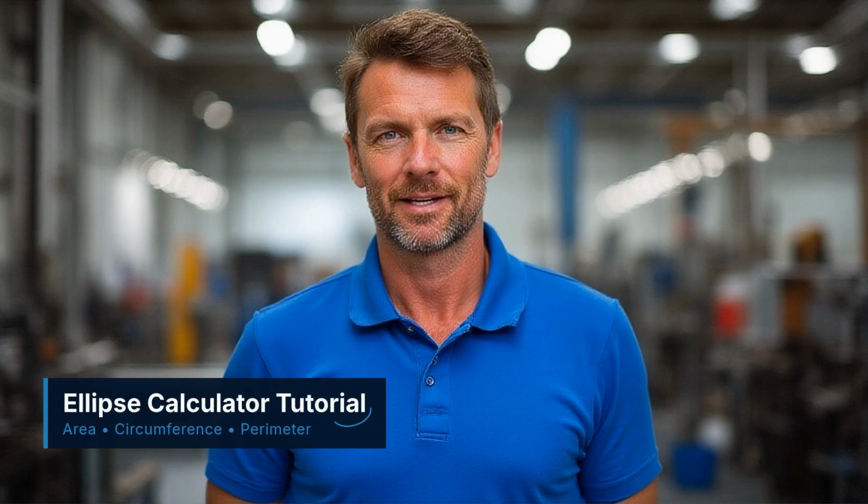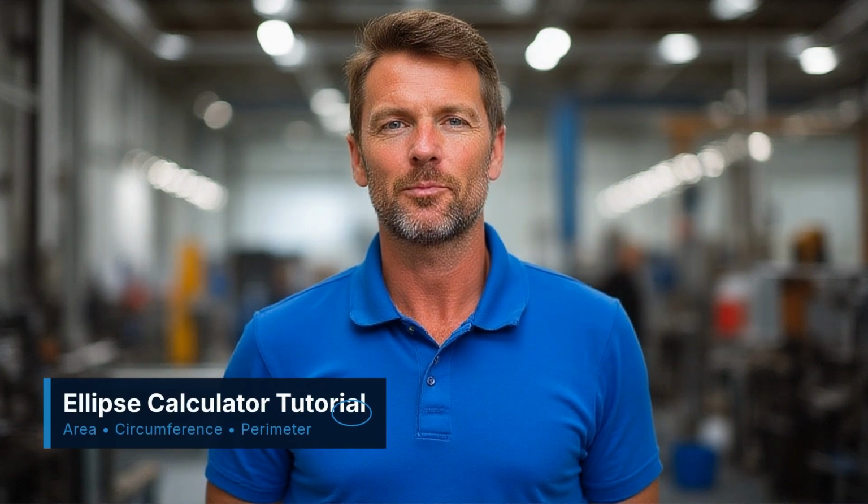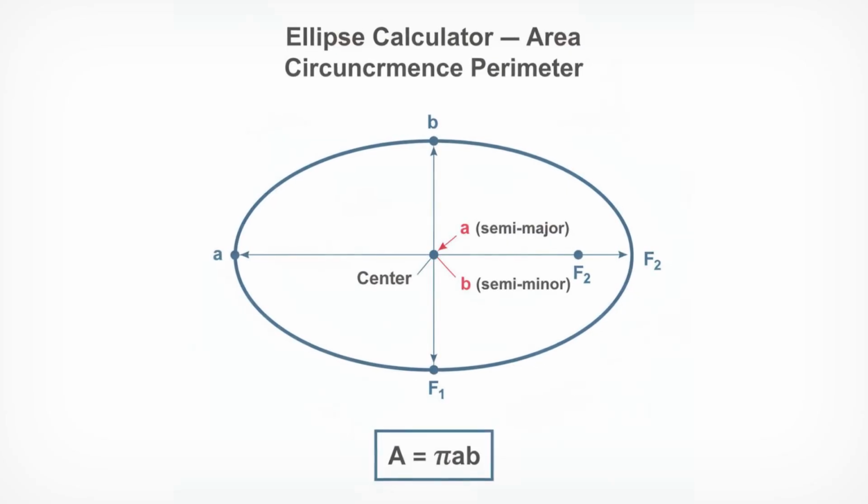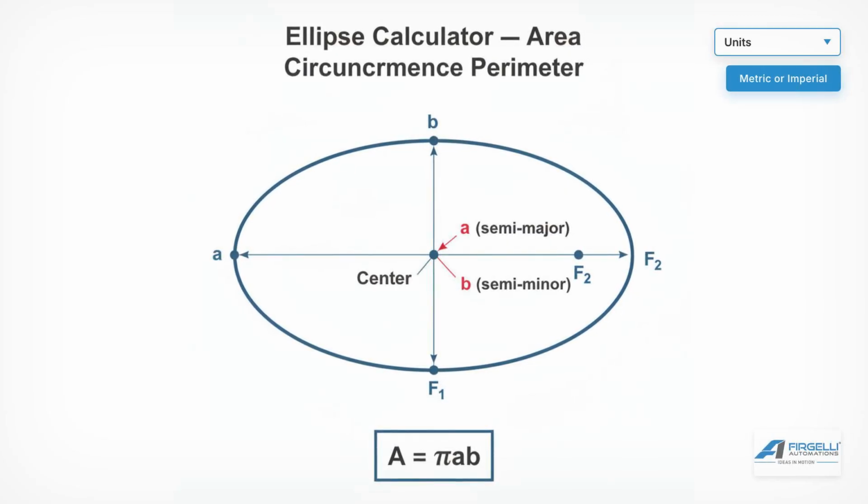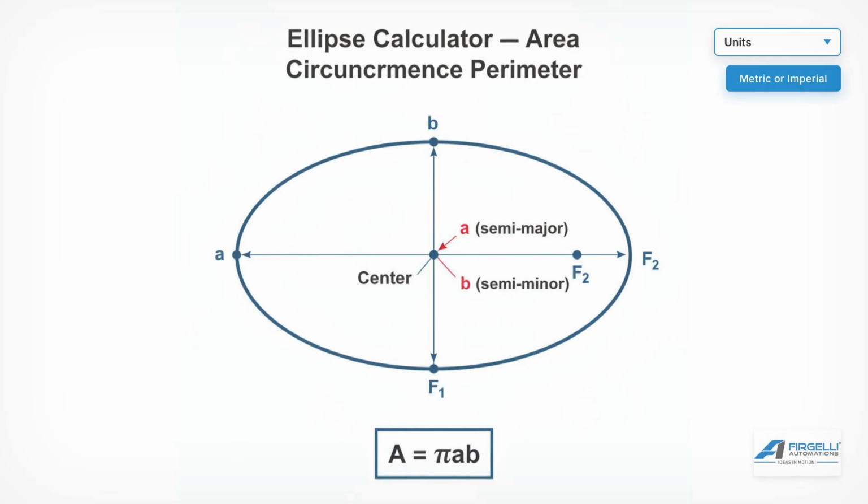Welcome to the Ellipse Calculator, which solves for area, circumference, and perimeter of elliptical shapes. Let's start with the input fields. First, you'll see a units drop-down menu where you can select between metric, showing millimeters, centimeters, and meters, or imperial, showing inches and feet. For this demonstration, I'm using metric units.